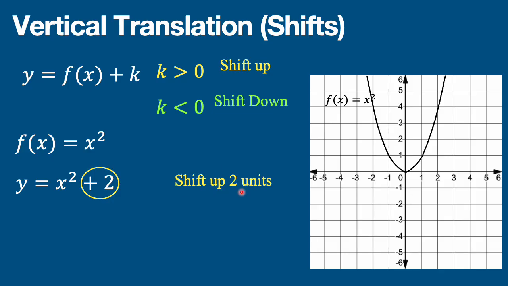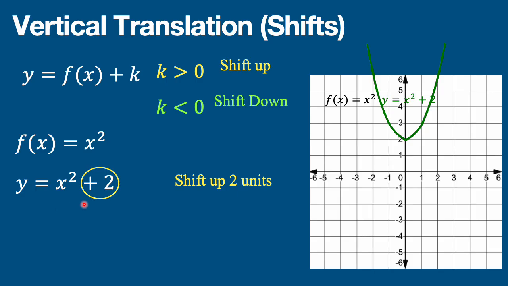Shift up 2 units. You're gonna move up this graph 2 units. So (0, 0) moves up to (0, 2). (1, 1) moves up to (1, 3). (-1, 1) moves up to (-1, 3). Another way, you slide up the graph. How? Like this one. Slide up. So that's how to translate vertically.